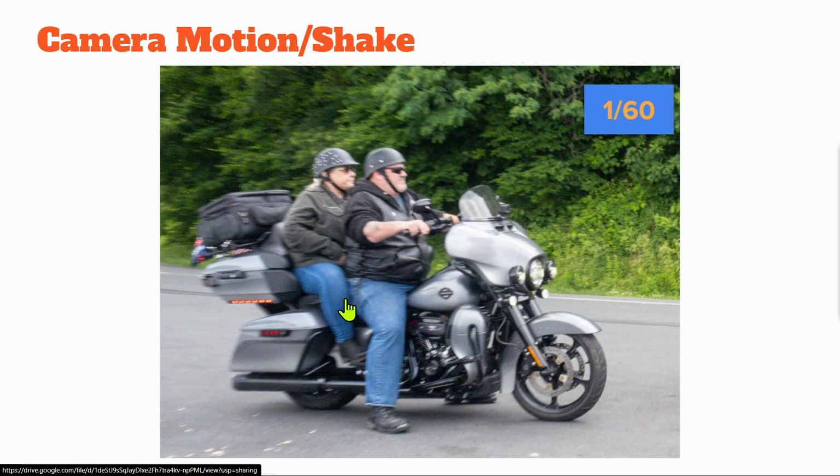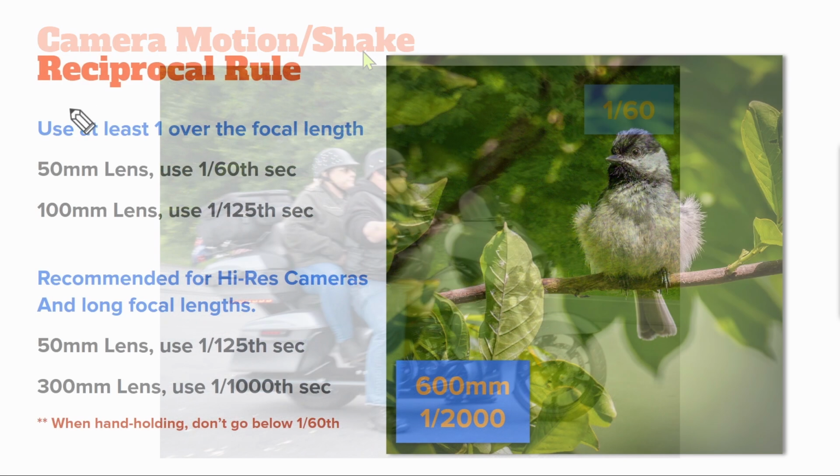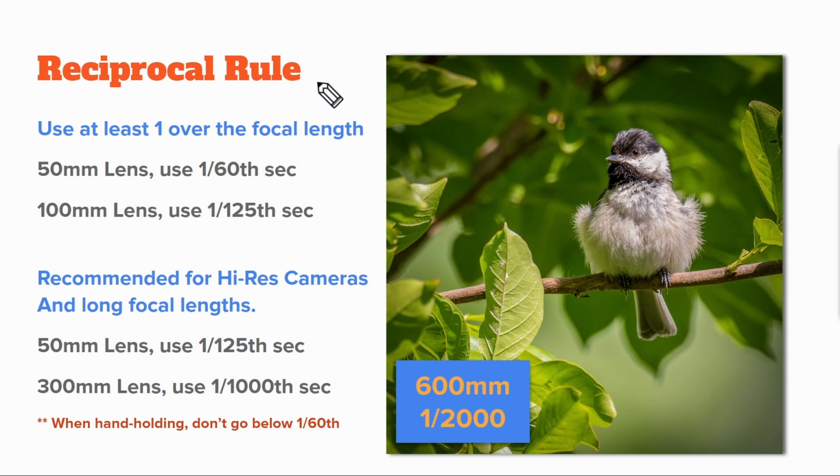So if you notice your images aren't quite that sharp or they have obvious motion blur, it's most likely due to the fact that you're not using a fast enough shutter speed when you're hand holding, thereby getting this camera motion and shake. Now the rule of thumb to minimize or eliminate camera shake is often called the reciprocal rule. And all that means is to use at least 1 over the focal length for your shutter speed. So for example, if we're using a 50mm lens, we want to use at least 1/60th of a second.